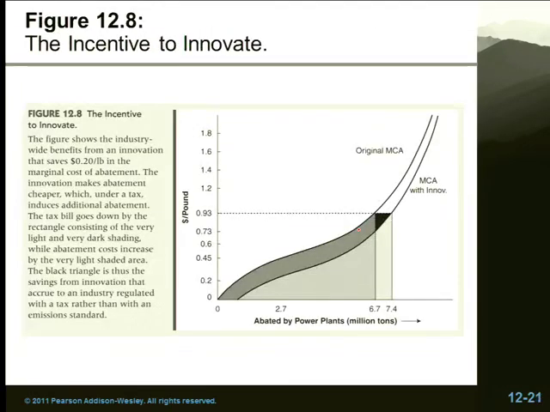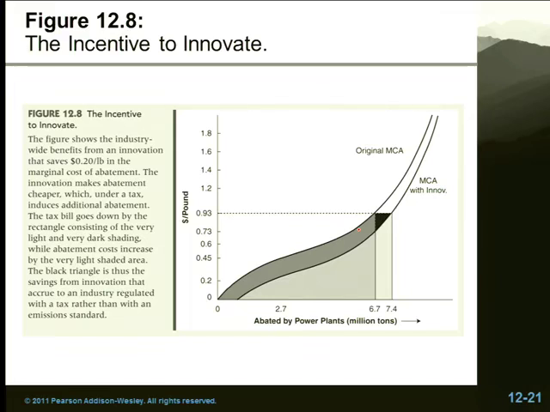The last advantage that taxes have is pretty subtle. Here I've drawn two marginal cost of abatement curves. The top one is the original marginal cost of abatement curve. The bottom one is the marginal cost of abatement after we've invented something new. So I want to know, what are the benefits of inventing something new, a cheaper way of abating? We could start out at our original 6.7 million tons abated, which would be a standard, and ask, well, what's that worth? Well, I can answer that.